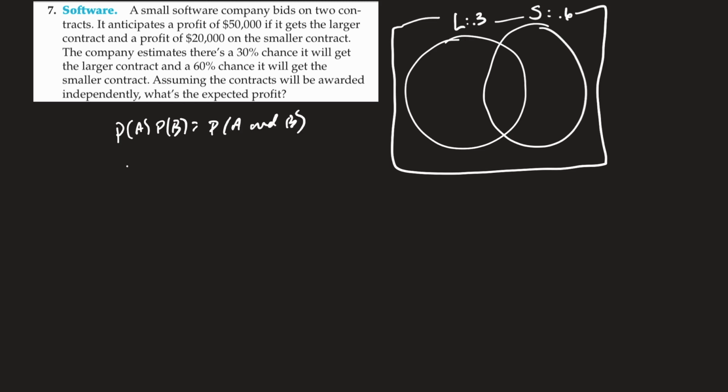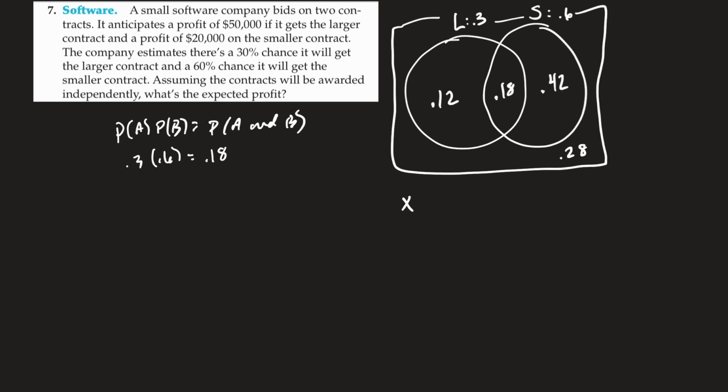So we know we can do that. 0.3 times 0.6 is equal to 0.18. So here we go, 0.18 there. I'm going to subtract 0.18 from 0.3 and 0.6. We'll get 0.12, and then we're going to get 0.42. If I add all those up, I get 72%. Subtract it from 1, and I'm going to get 0.28.